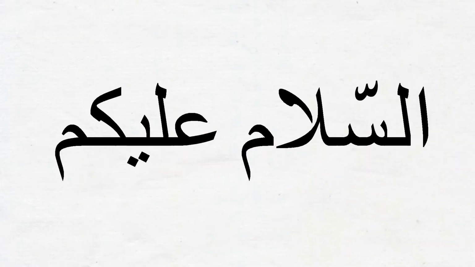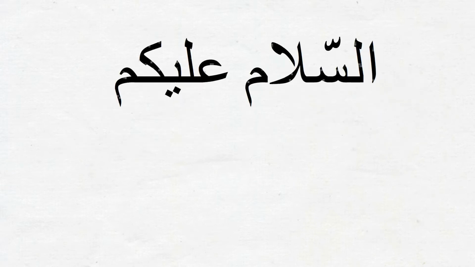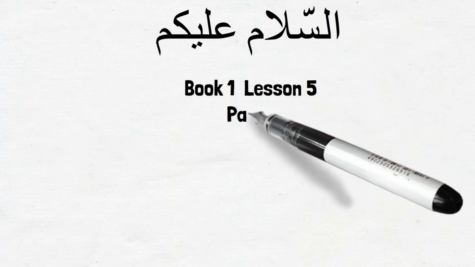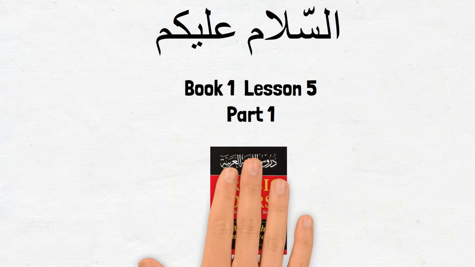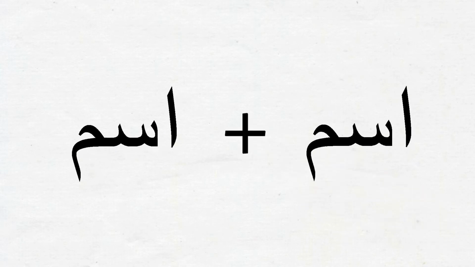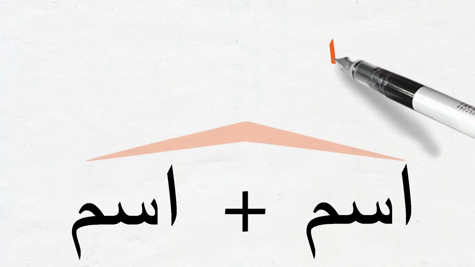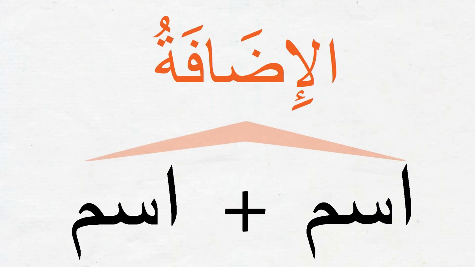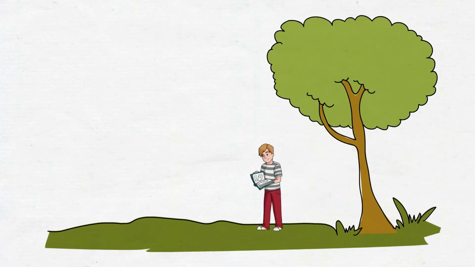Assalamu alaikum everyone. Welcome to the new Madinah Arabic video tutorial. We are starting lesson 5 of book 1, so this is going to be part 1 of lesson 5. We will start this lesson by learning an important combination of two ism type words in Arabic, which is called al-idafah. Al-idafah. Let me give you an example to explain what idafah is.